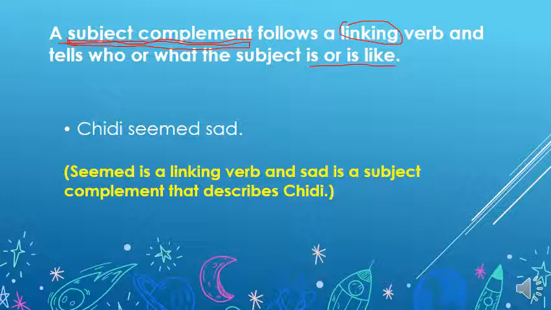So the example is: Chadi seemed sad. We have here seemed, which is one of the 7 verbs. So can I change it with verb to be? Yes, I can. So Chadi was sad. Does it make sense? Yes. So this is a linking verb, and sad is the subject complement. We can't call sad an object because there is no action. Okay. Seemed is a linking verb and sad is a subject complement that describes Chadi.